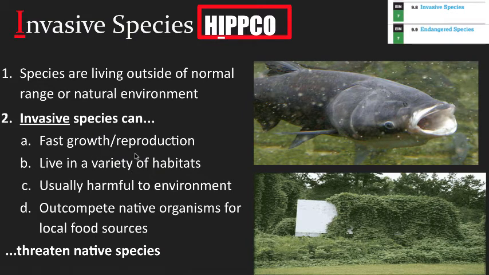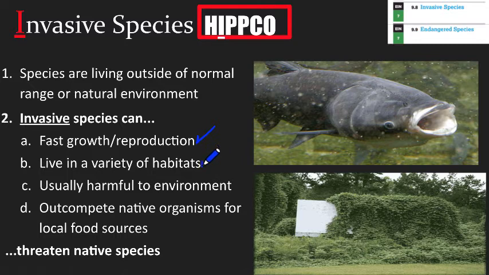Invasive species are species that are living outside their normal or natural range. Typically, humans are responsible for this, although not always, but humans can bring them in either on purpose or by accident. Invasive species have these key characteristics, which we'll need to have down when we're trying to identify the problems they cause. First is fast growth and reproduction.